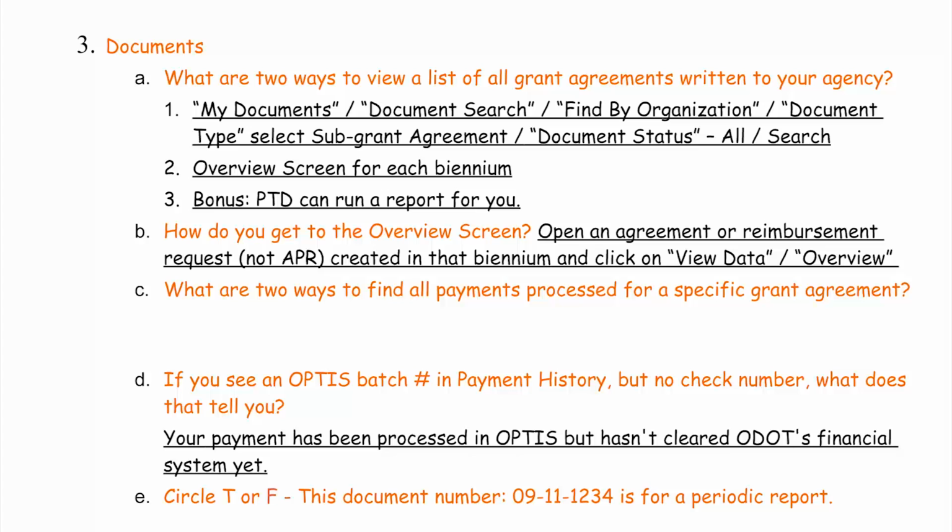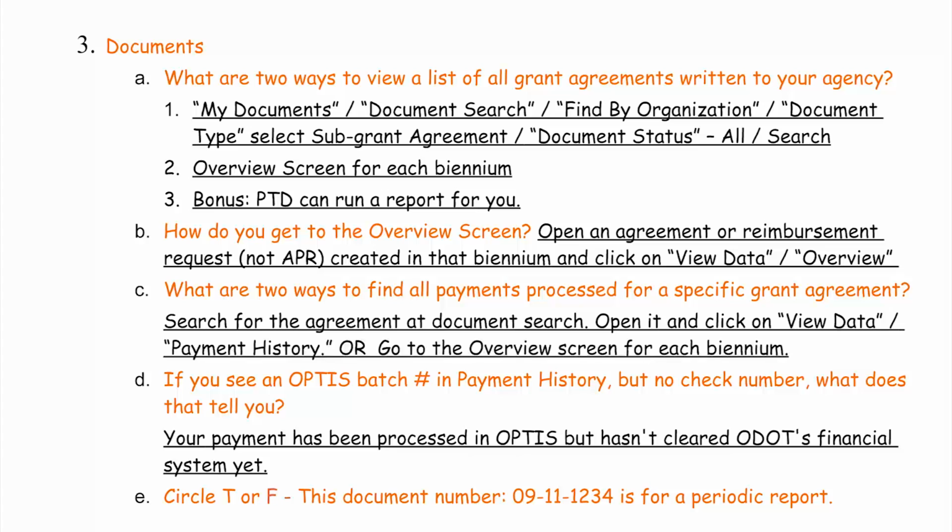Oh, I did. What are 2 ways to find all payments processed for a specific grant agreement? Payment history, under view data. Exactly. What was the second one? You open view data, payment history. Right. That's one way, but there were two. The second one is you can go to the overview screen.